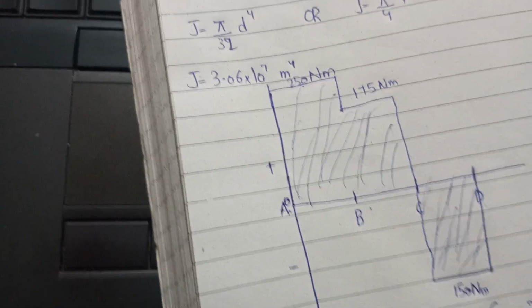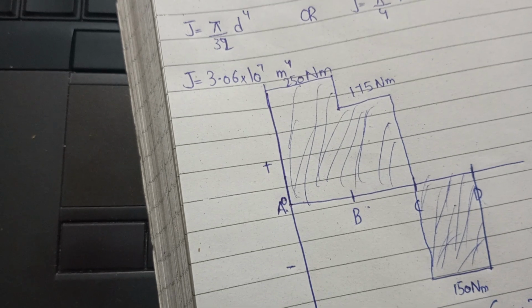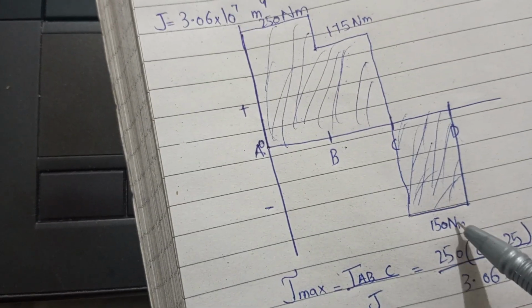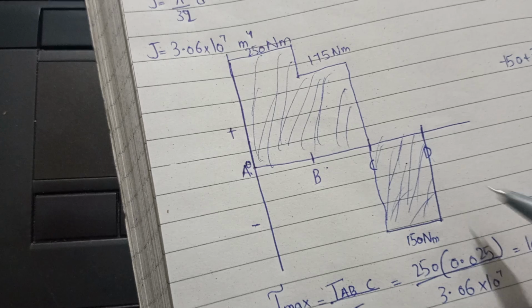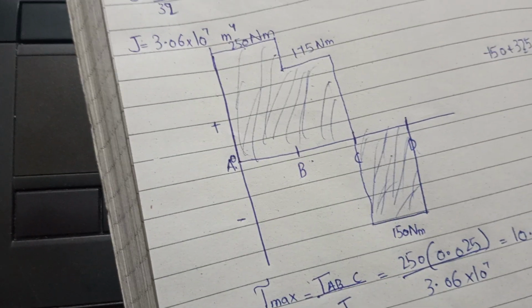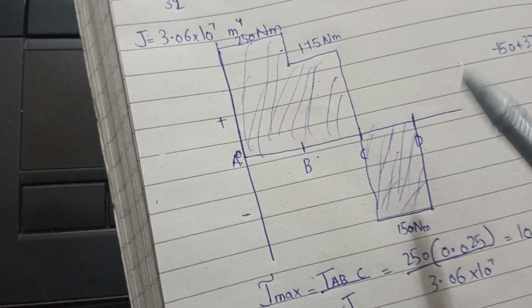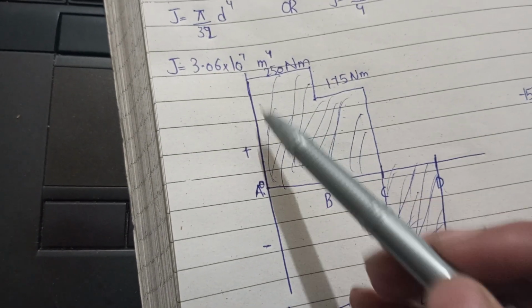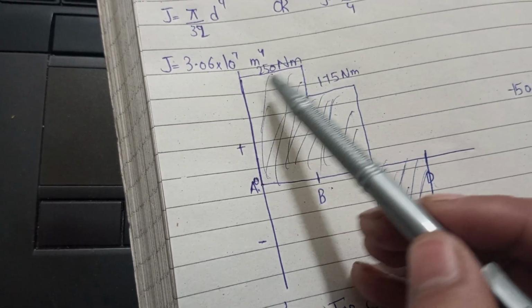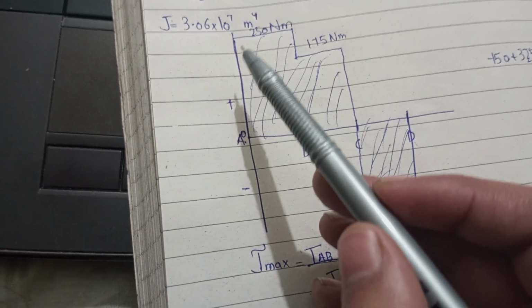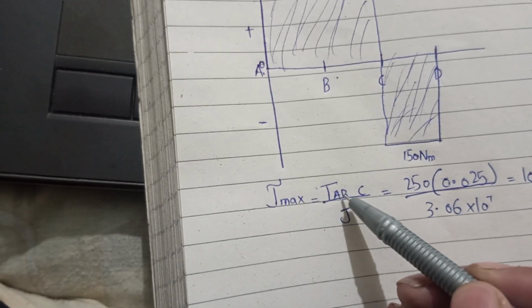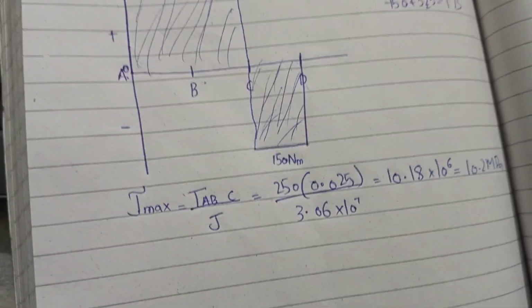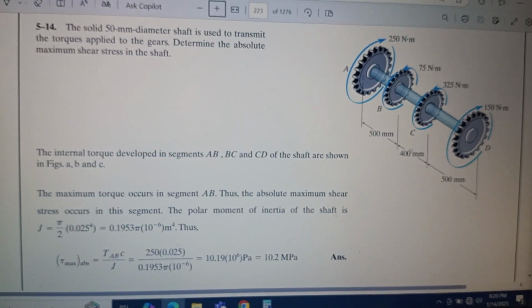Here in this diagram you find the maximum shear stress. If in the downward direction it were like 275, we would take 275 as the maximum. But in this question, between points A and B, it is the maximum internal torque. So here we put the internal torque between A and B. By putting these values we find the answer. I hope you understand the question.